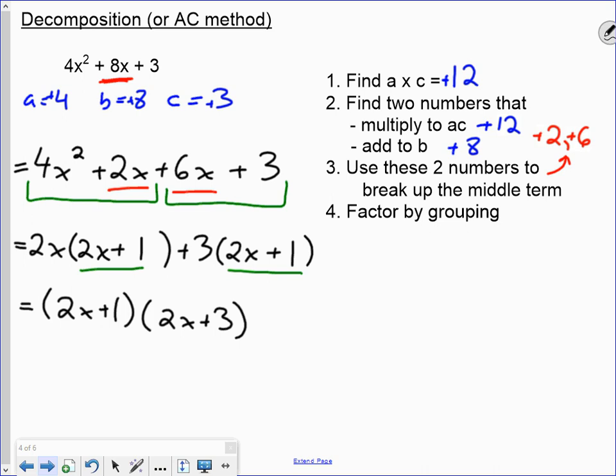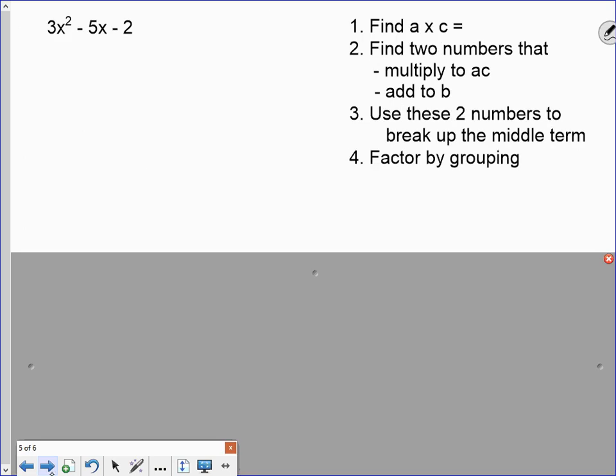So the key was figuring out these two numbers, breaking this up or decomposing that middle term into two separate terms, and then we could factor by grouping, a factoring strategy that we've already practiced. So let's take a look at a second one here.